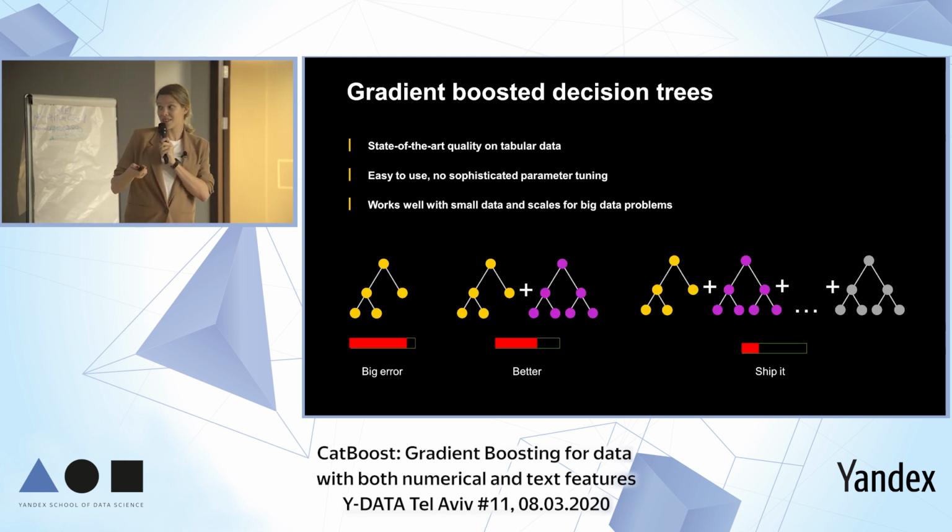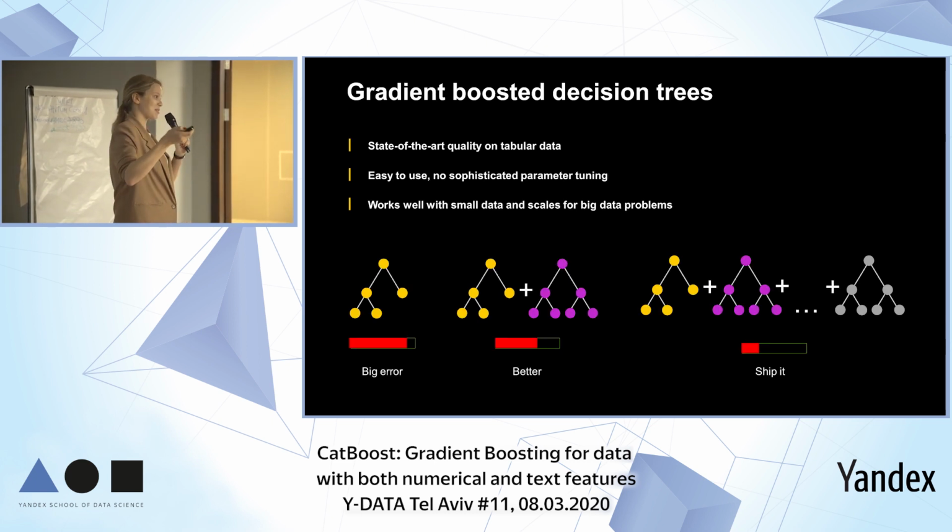Gradient boosting builds an ensemble of decision trees. First it builds just one tree, then the next tree improves the training error, and then you do this thousands or tens of thousands of times, and then you have a model that can predict really well. So that is gradient boosting.